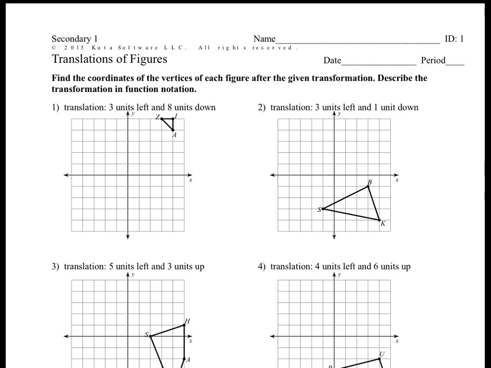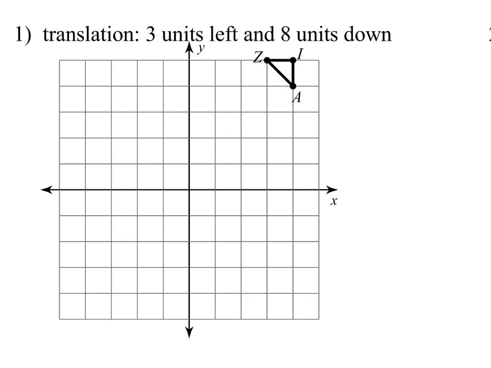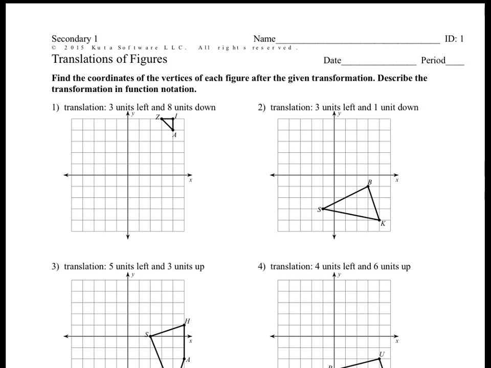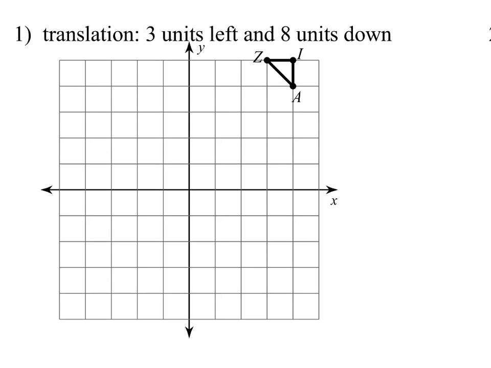Alright, it's time for the solutions for the translation of figures assignment. So basically what's happening on this first section here, you need to find the coordinates of the vertices of the figure after you've done the transformation and then describe the transformation using function notation. So we're going to move this 3 to the left and 8 down. So you really just take 1 point, left 3, down 8, 1, 2, 3, 4, 5, 6, 7, 8.